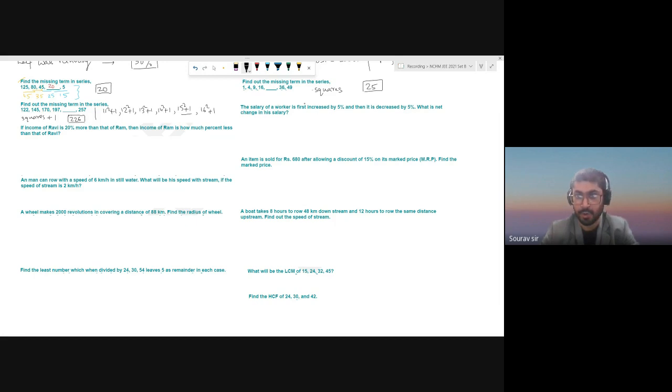Right. The salary of a worker is increased by 5%. Good. And then it's decreased by 5%. Not good. What is the net change? So for these types of sums, you should let original salary go to 100, right?